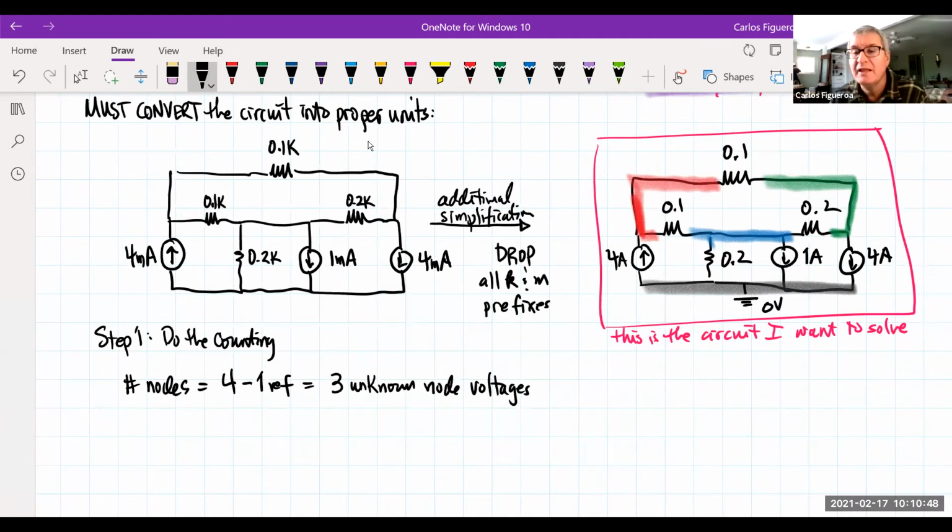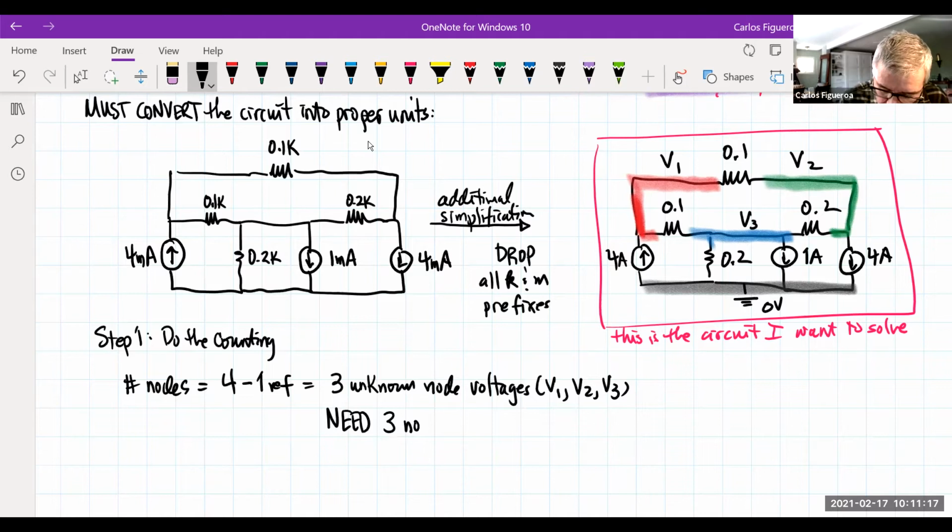So in this case, I'm going to label them. I'm going to call this V1, V2, V3. So what are my unknowns? These are my 3. So this means here I need 3 equations for my 3 unknowns. Okay, so this implies here that we need 3 node equations to solve this circuit. So let's go look at it.